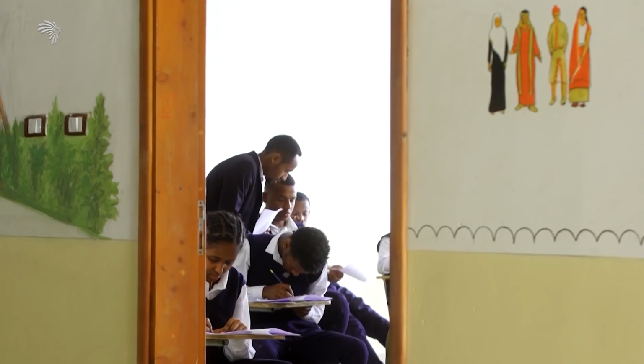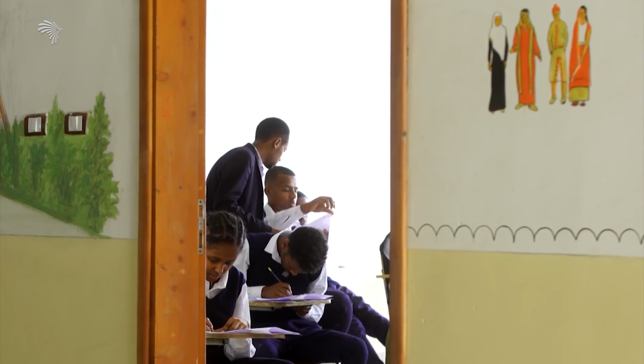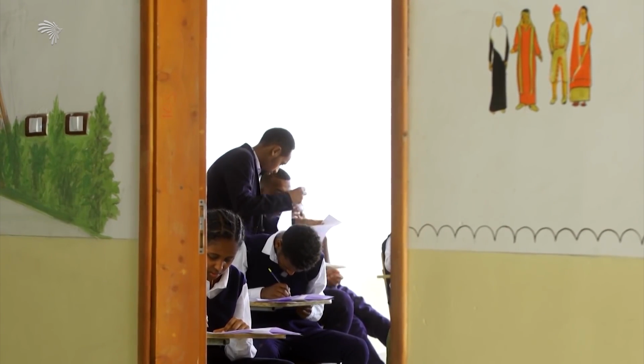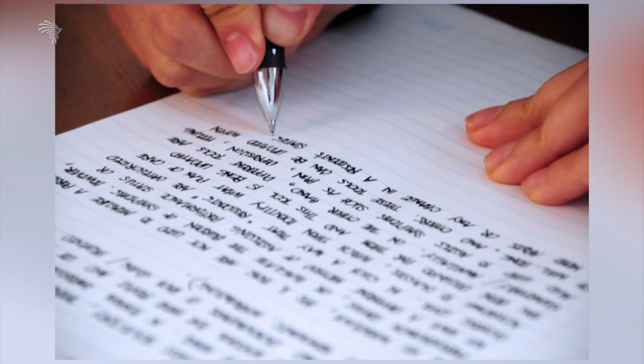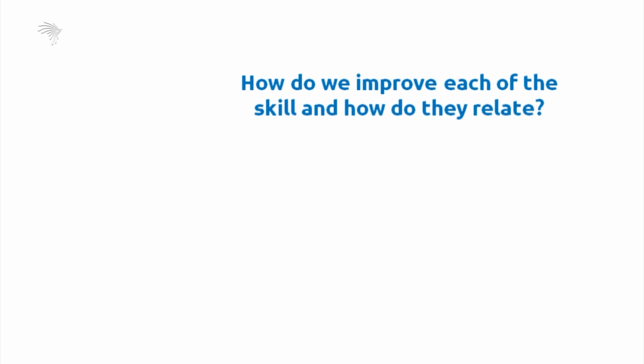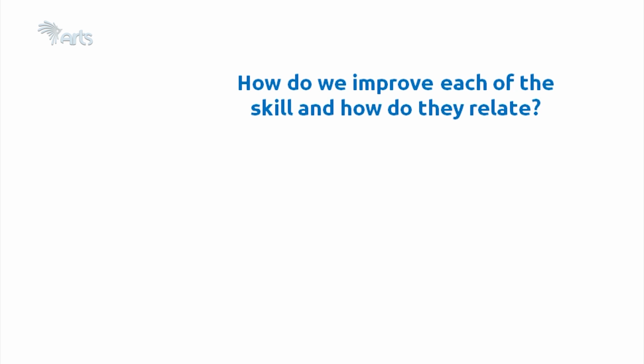It is a productive skill in which we use written words or text to communicate ideas and information with others. Writing helps consolidate one's grasp of vocabulary, grammar, and structure, and complements other language skills. So how do we improve each of these skills and how do they interrelate?